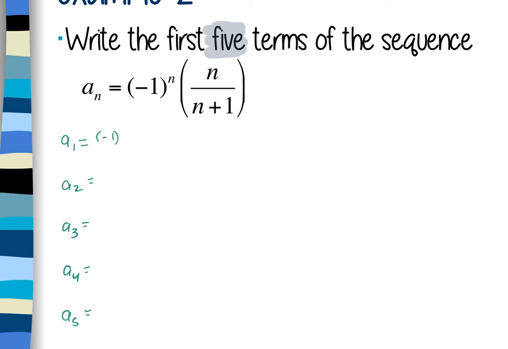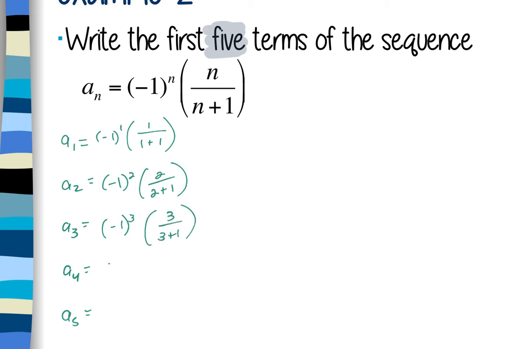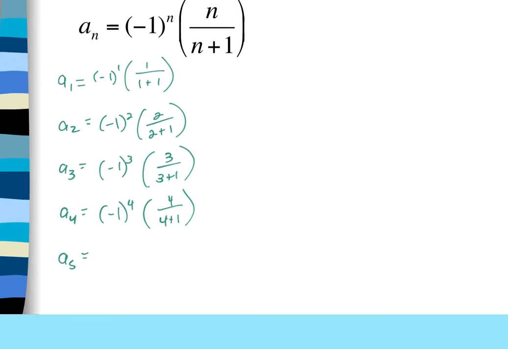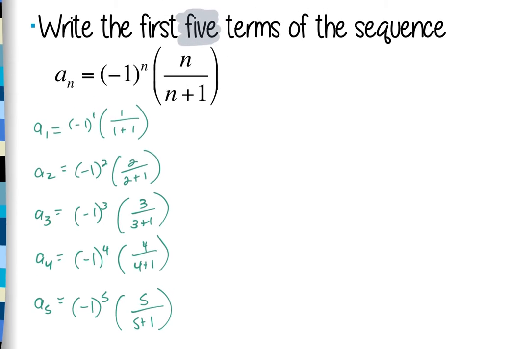This would be negative 1 to the first over 1 times 1 over 1 plus 1. Negative 1 to the second over 2, times 2 over 2 plus 1. Negative 1 to the third times 3 over 3 plus 1. And negative 1 to the fourth times 4 over 4 plus 1. And negative 1 to the fifth times 5 over 5 plus 1. So my -1 to the first is going to stay negative, and then I get 1 over 2, so this is -1/2.